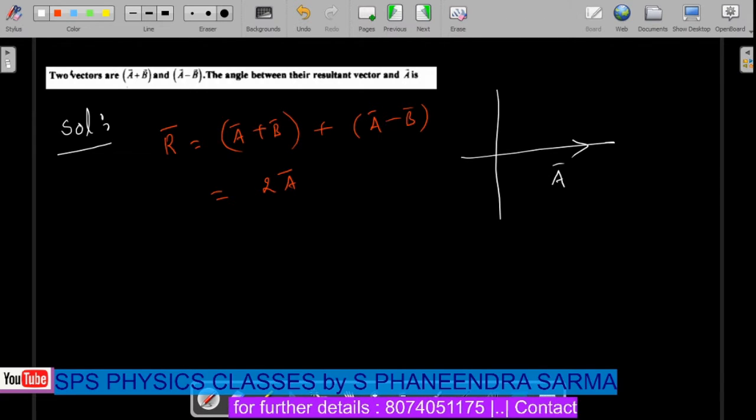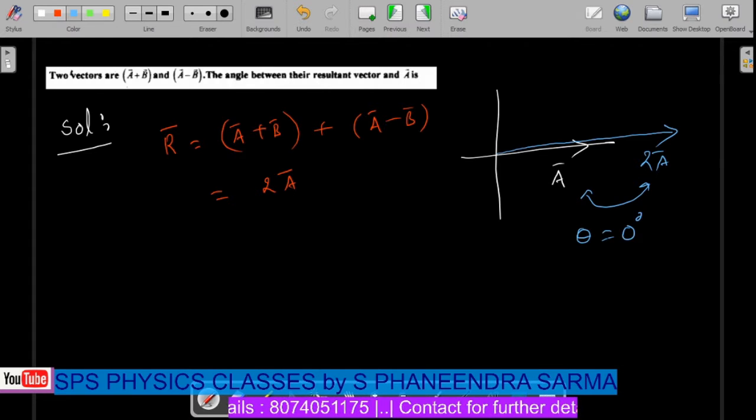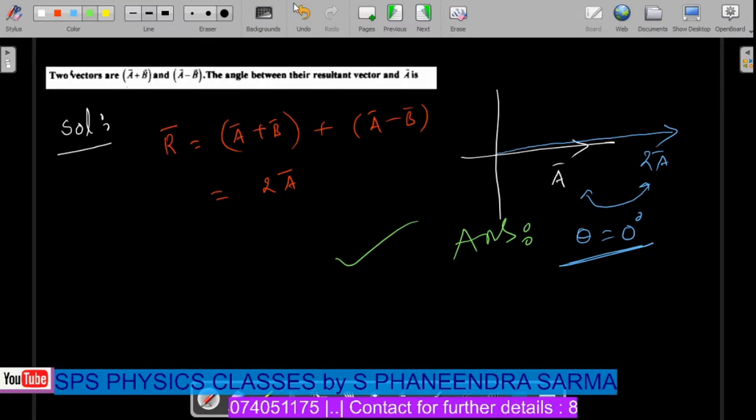2a bar means the magnitude is simply double. Therefore, I am just drawing with a blue color line. This is another vector having double the magnitude, 2a bar. Therefore, what is the angle between a bar and 2a bar? Because they are parallel vectors, no doubt theta is equal to 0 degrees. Therefore, our final answer is theta is equal to 0 degrees. Simple question.